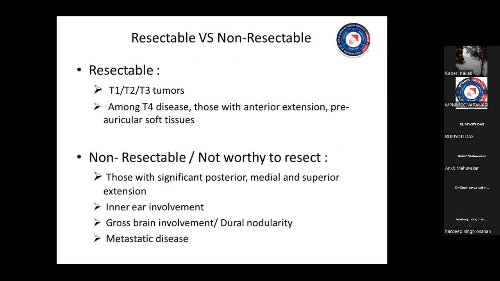So coming to resectable versus non-resectable, because it is also quite important to know when not to operate in order to reduce the morbidity. Resectable tumors are usually T1, T2, T3 tumors, and among the T4 tumors, if it is T4 because of the anterior extension to maybe the temporomandibular joint, the parotid, or the preauricular skin, then it is quite resectable. Non-resectable tumors will be those with significant posterior, medial, or superior extension with inner ear involvement, gross brain involvement, dural nodularity, or metastatic disease.